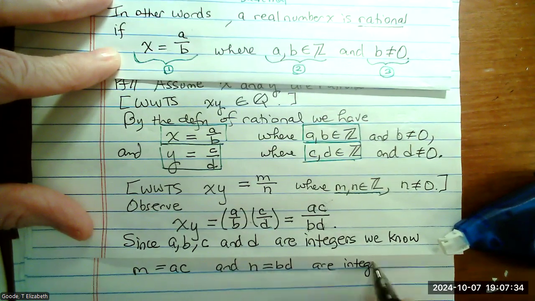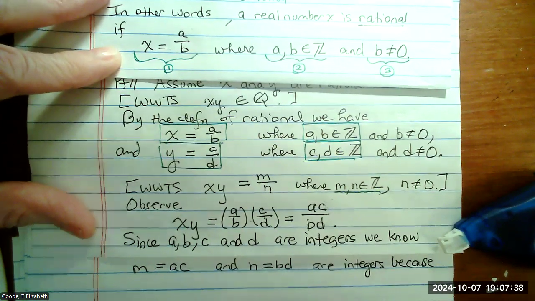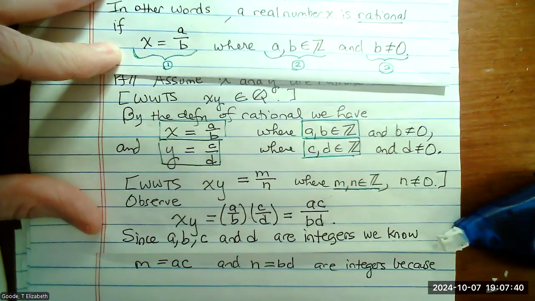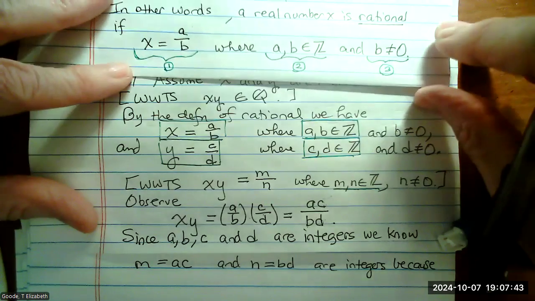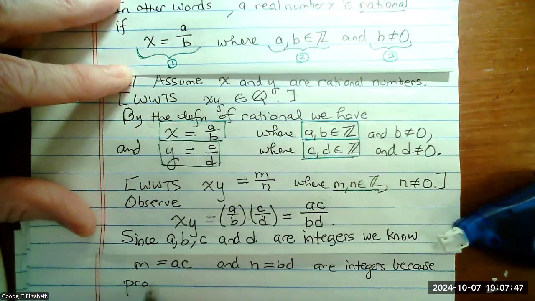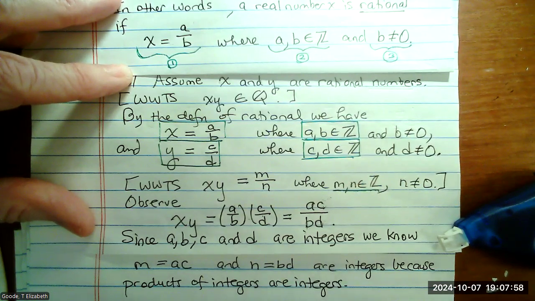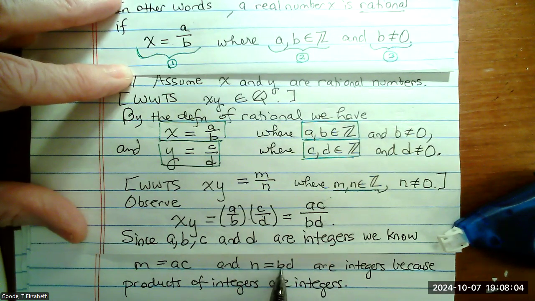Don't forget to say why, because I'll just write it a different way. Instead of saying because Z is closed under multiplication, I'll use the other wording, which is because products of integers are integers. You can use either wording that you want. But we're basically dealing with the closure of the integers under multiplication. So, hey, we just got part 2 of the definition of rational satisfied.